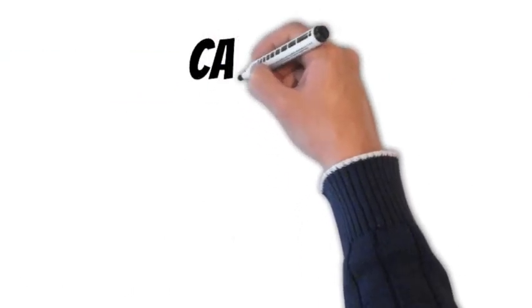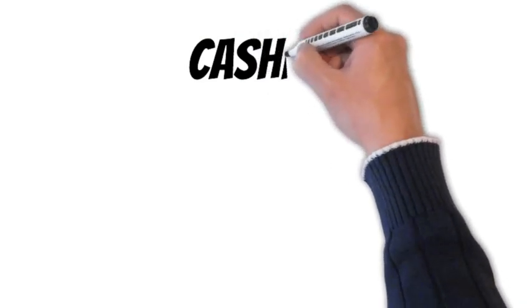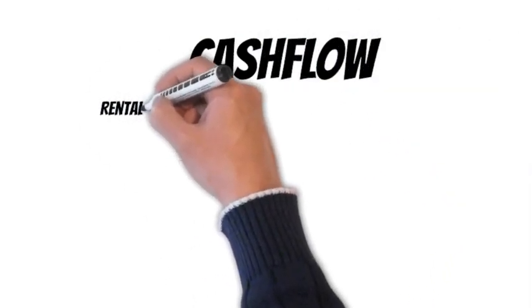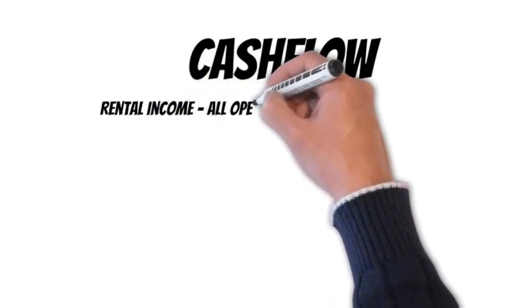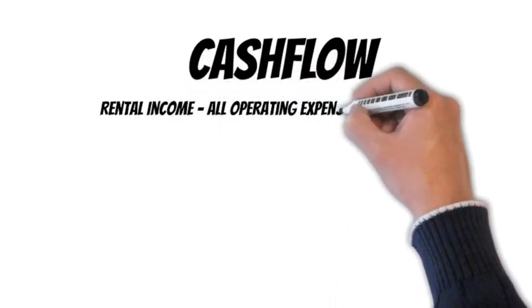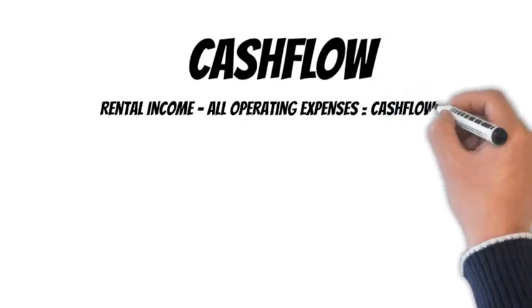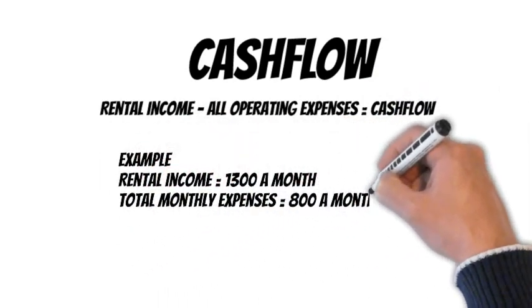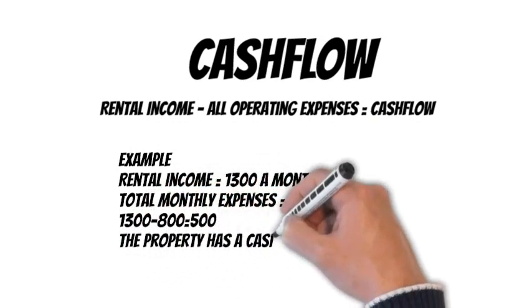The first term we're going to go over today is cash flow, and this is pretty easily defined. You basically take all of your operating expenses and you subtract that from the rental income, and that gives you your cash flow on the property. So let's say that you're renting at $1,300 and your total payments are $800. You have a $500 cash flow.